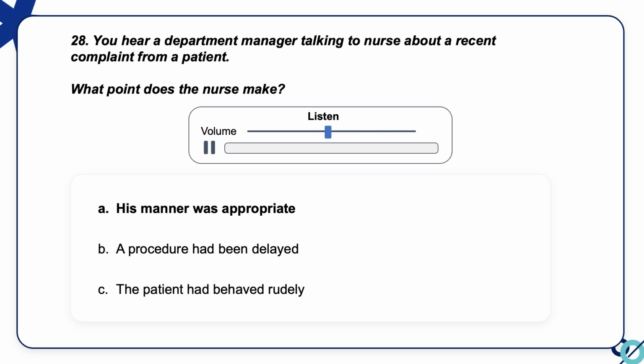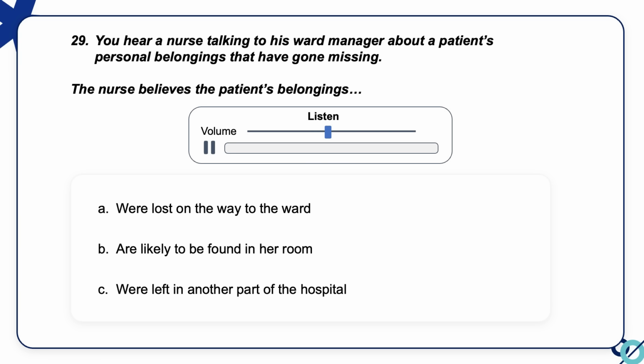In B, the radiographer was kept waiting, but the nurse isn't complaining about the delay. He's using the delay to explain why he had to enter the room multiple times. For answer C, the nurse mentions that the radiographer was quite annoyed, but he never says that the patient was rude. He implies her complaint was factually wrong, but does not accuse her of rude behavior. Question 29, missing belongings. The correct answer is A.